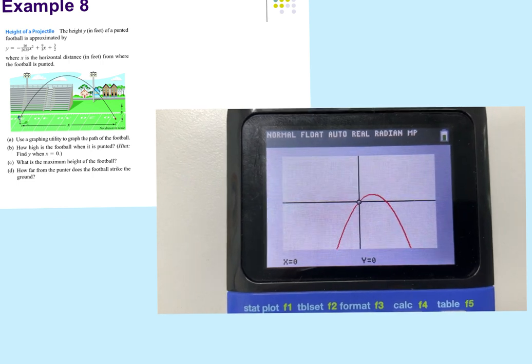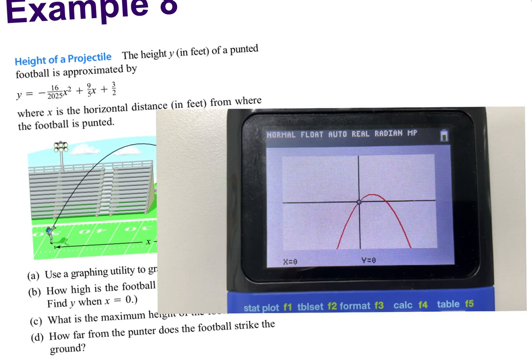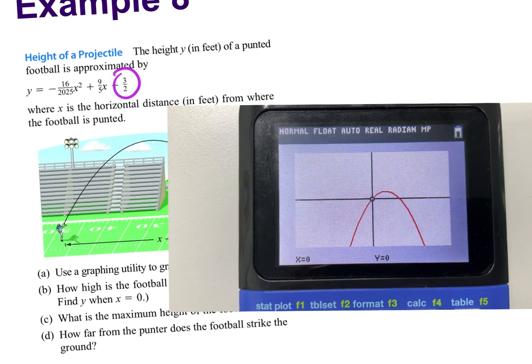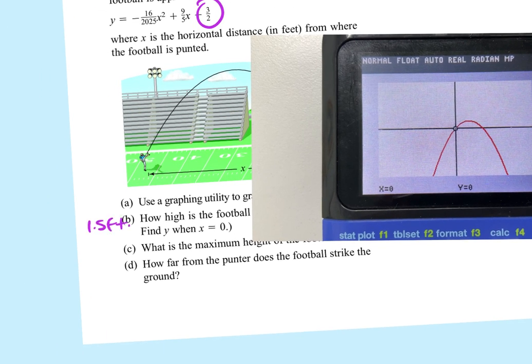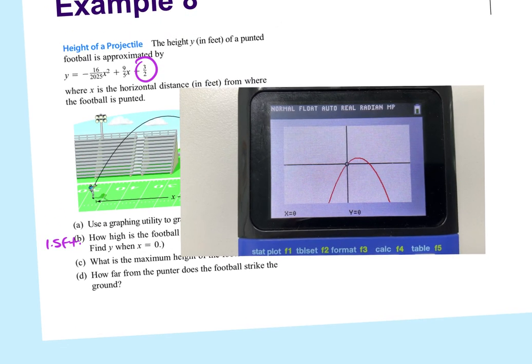A is use the graphing utility. B, how high is the football when it's punted? What part of my graph is that? The y-intercept. They literally don't kick it off the ground, right? They drop the ball, then they kick it. So it's not off the ground. This isn't a kickoff, this is a punt. So the y-intercept is where it starts. I don't even need the graph to get that, because this is in quadratic form. So my answer is 1.5 feet. That's from my equation, but if I look at my graph, I'm looking at my y-intercept.